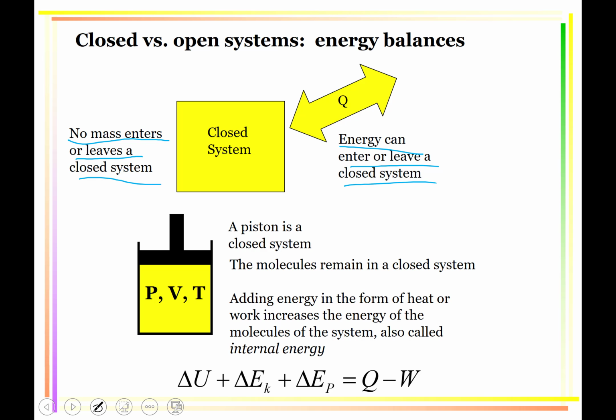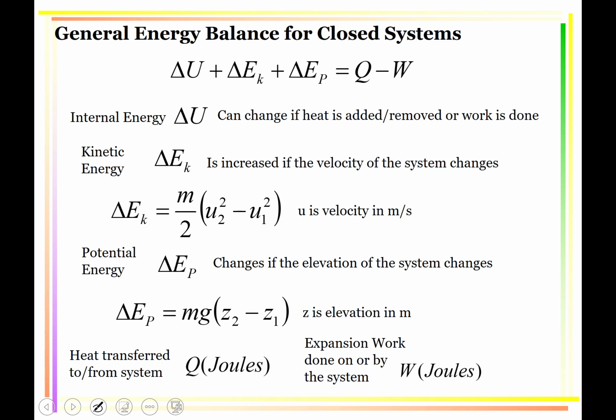When you add energy in the form of heat or work, the energy of the molecules of the system increases. That is called internal energy, the energy that is in the molecules that are in the system. And we write our energy balance as the change in internal energy plus the change in kinetic energy plus the change in potential energy is equal to Q minus W. Q is the heat added to the system, and W is the work done by the system. We'll talk about that in a minute. So this is in your book, Q minus W.